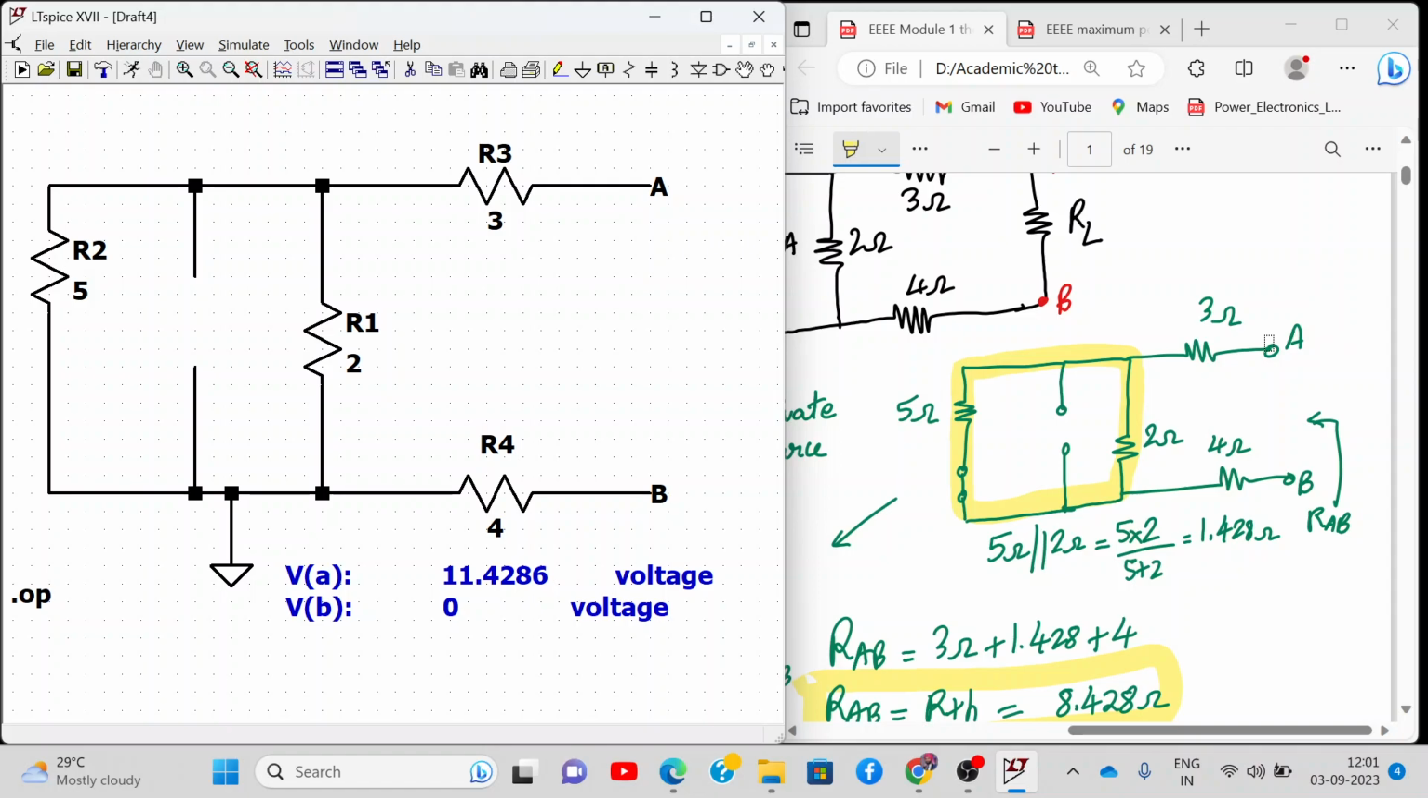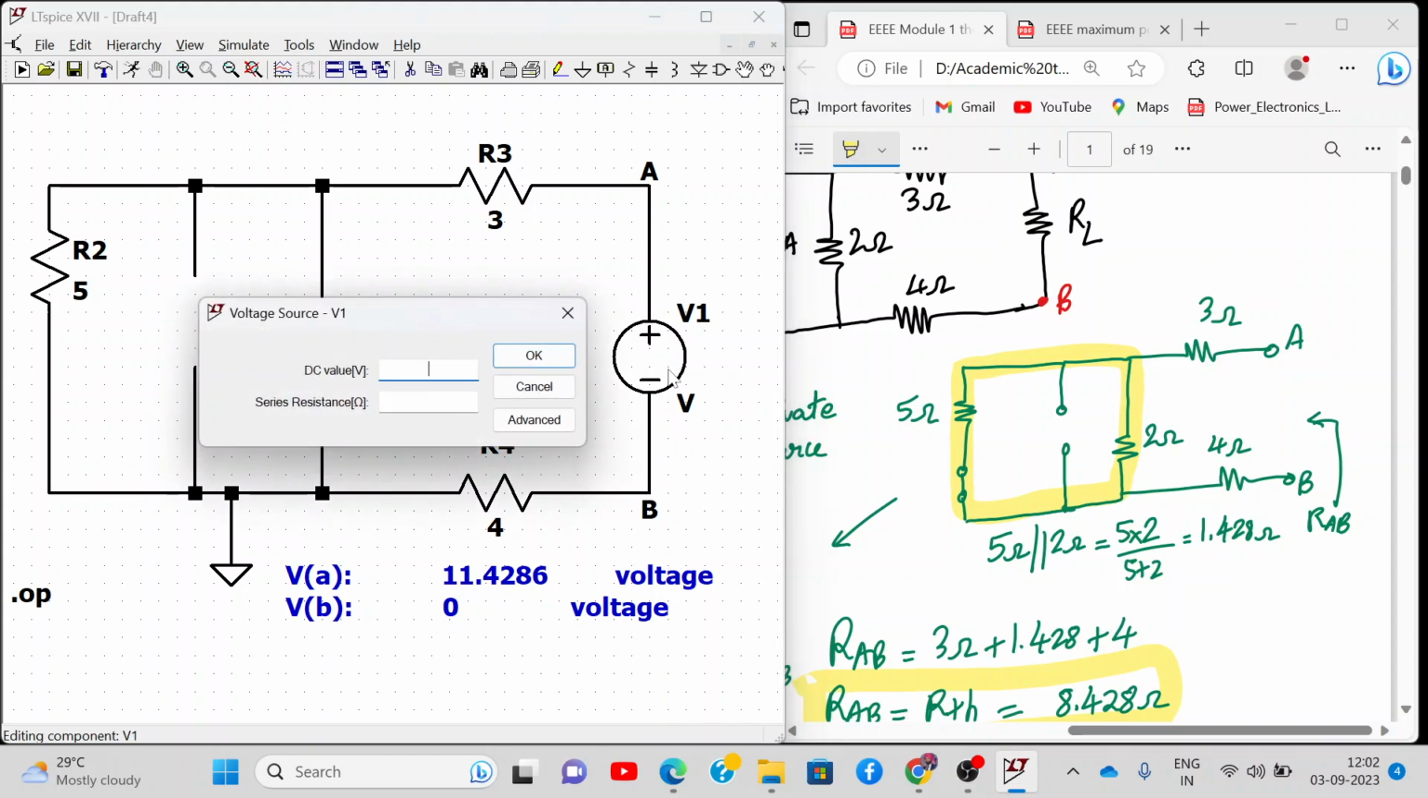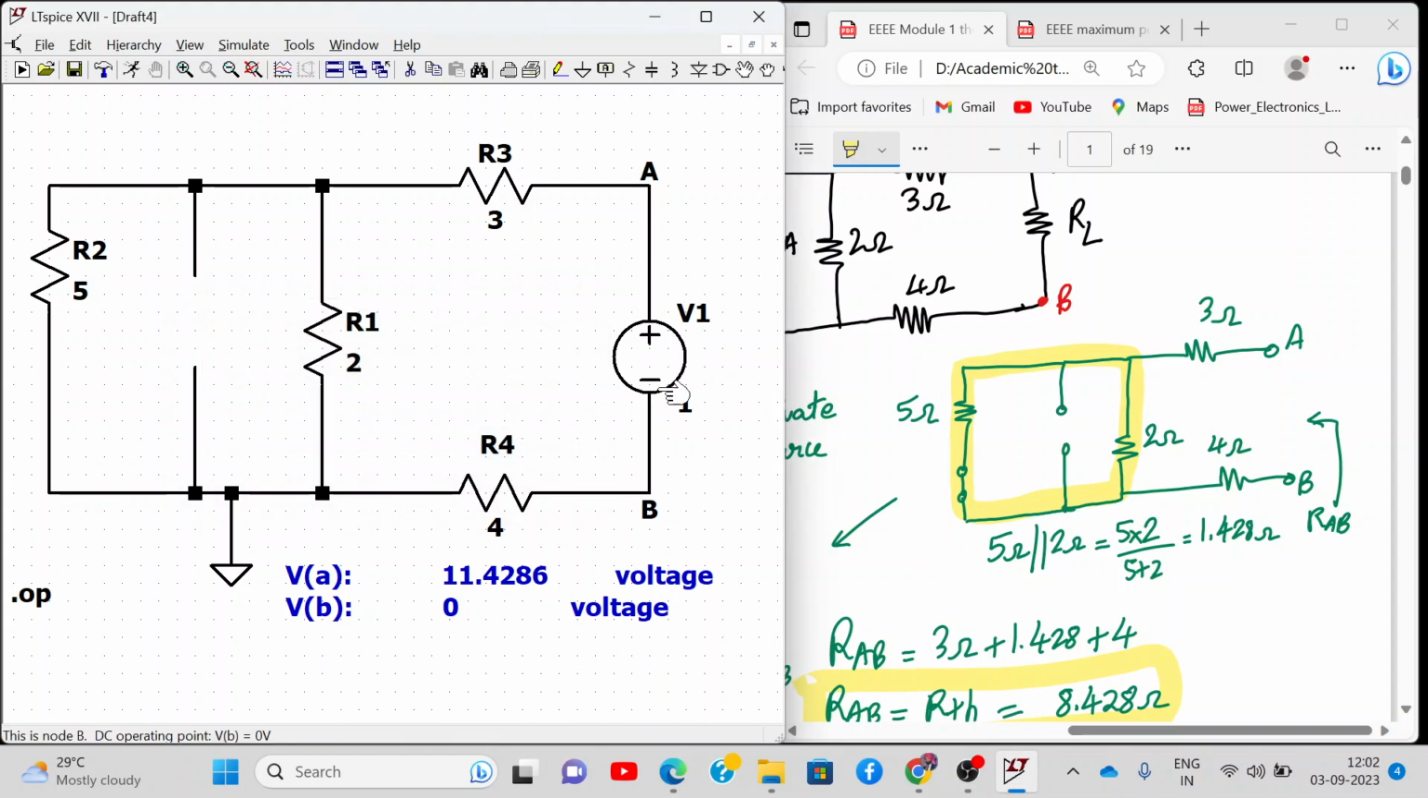Now how do we calculate RAB? Now there is no ohm meter or a resistance meter in LTspice. So what do we do? We apply a test source, 1 volt test source at the output terminals A and B. And how do we find the current? So the resistance will be this voltage, 1 volt, which we are giving over here, divided by the current flowing through this voltage source. Okay, and that will give us the value of RTH. So let me simulate and show it to you.